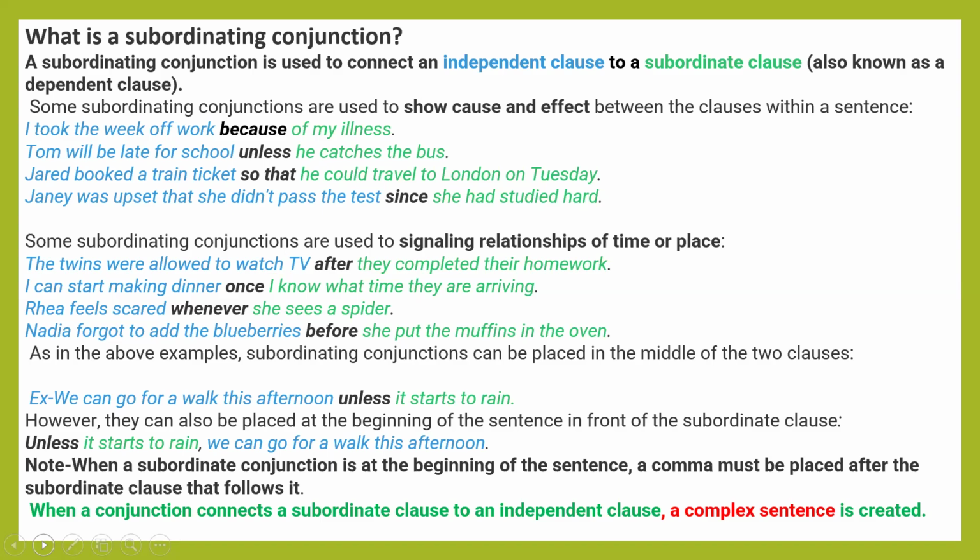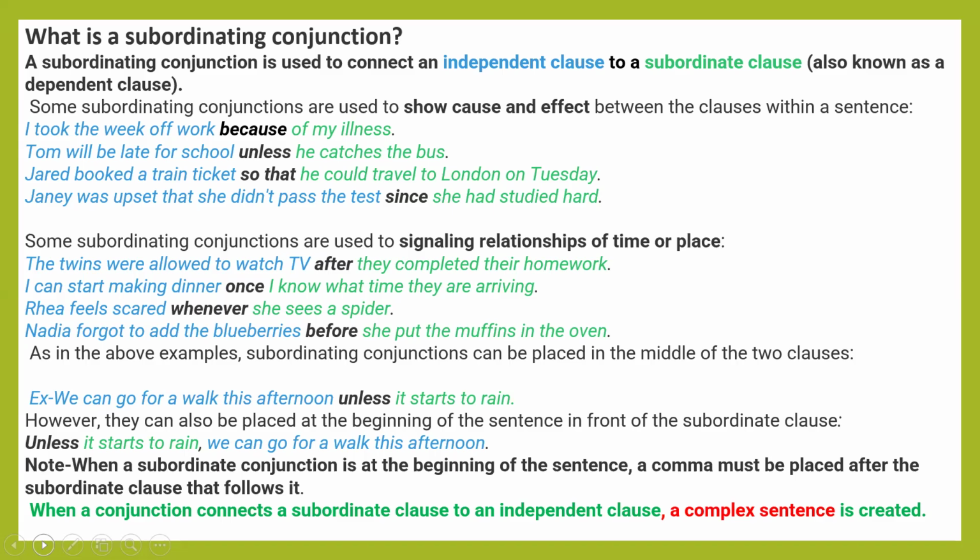So in all the 4 examples, the main clauses are: I took the week off work. Next, Tom will be late for school. Jared booked a train ticket. Jenny was upset that she did not pass the test. These are main clauses. So all these sentences can give complete meaning and can stand alone. These examples show cause and effect. All the examples show cause and effect.